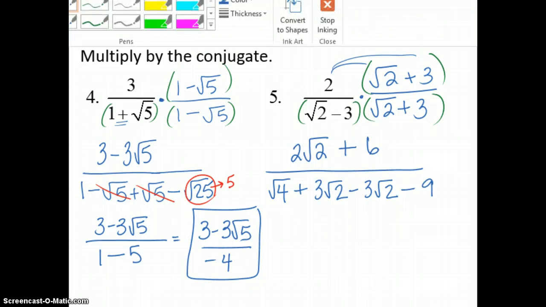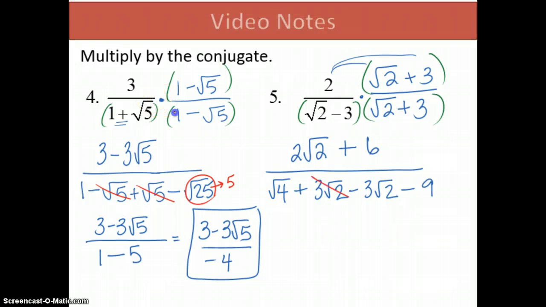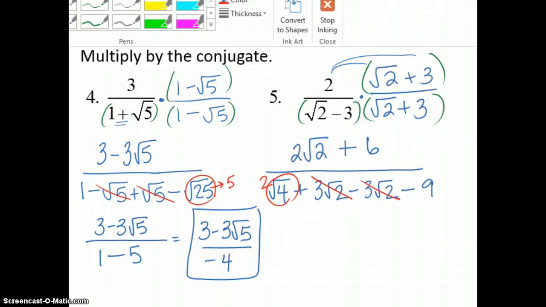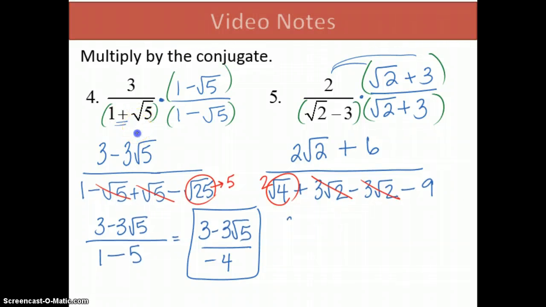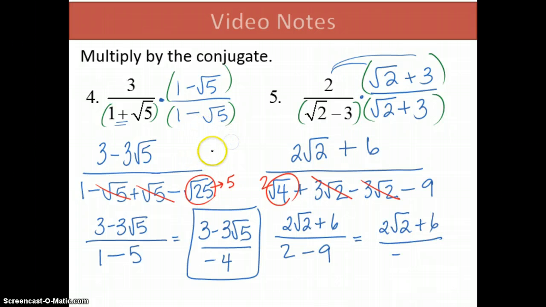Again, we're going to simplify. Those middle terms cancel out. They always should if you're multiplying by the conjugate correctly. And square root of 4 is 2. So that simplifies to 2 root 2 plus 6 over 2, minus 9. So that becomes negative 7 on the bottom. So 2 root 2 plus 6 over negative 7.